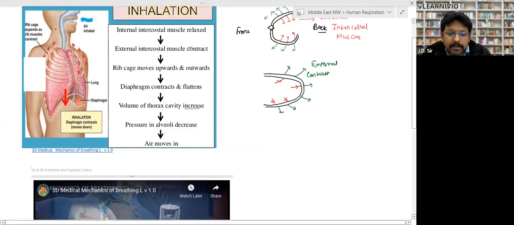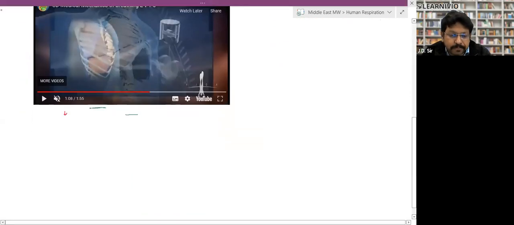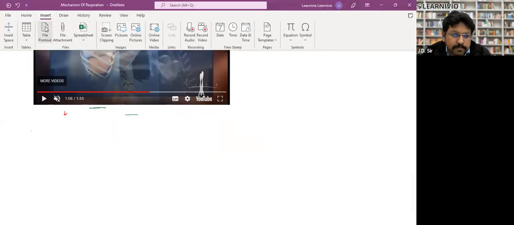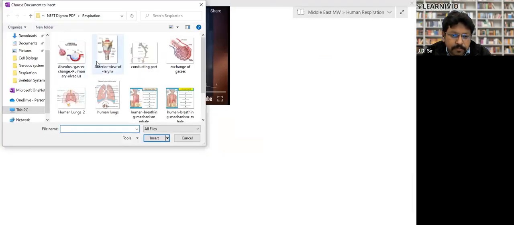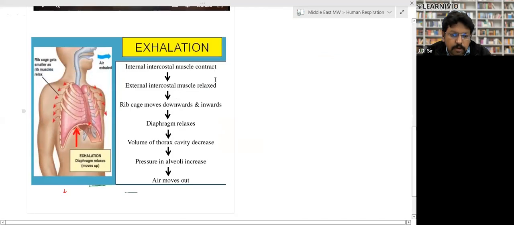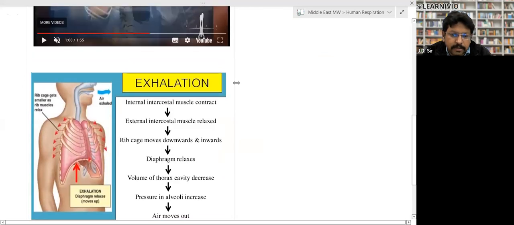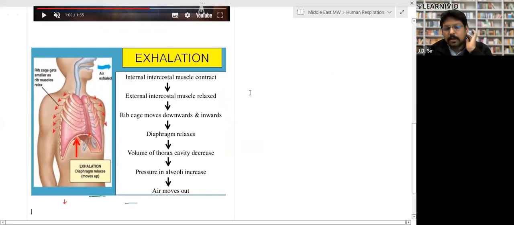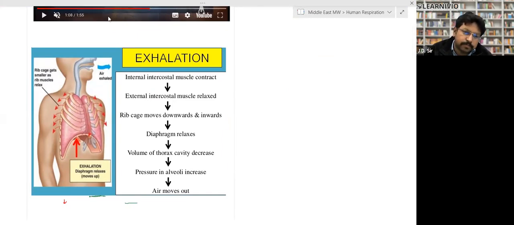Now, expiration is just opposite to this one. Now put the heading: mechanism of expiration. It is also called exhalation or expiration. So what is expiration? Look. This process is just opposite to the above one.